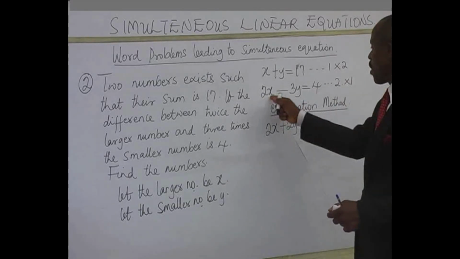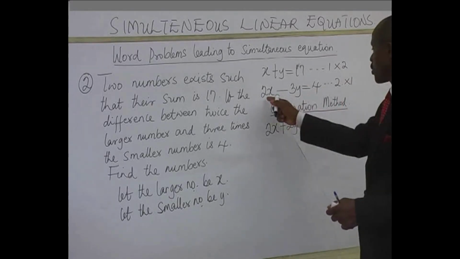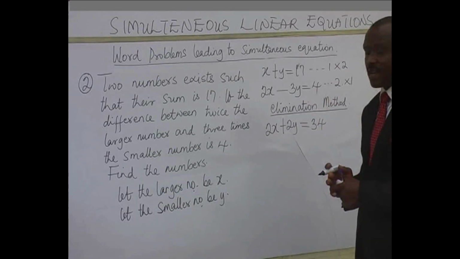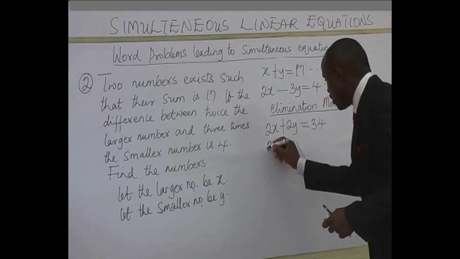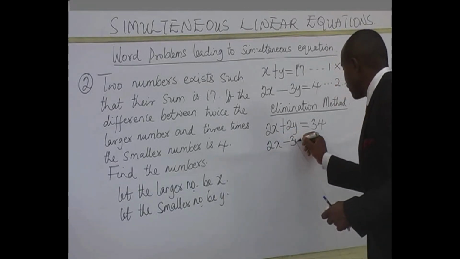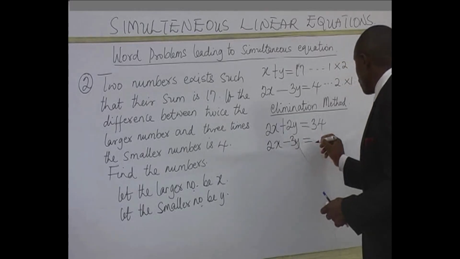1 times the whole of equation 2 will give you the whole of equation 2, because 1 times anything is that thing 1 is multiplying itself with. So we bring down equation 2. 2x minus 3y is equal to 4.